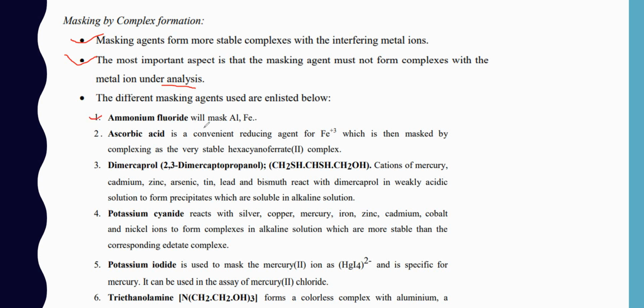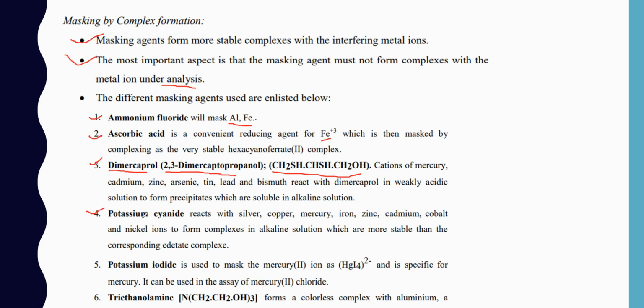The first one is ammonium fluoride, which will mask aluminium and iron. Next is ascorbic acid. It is a convenient reducing agent for iron, which is then masked by complexing as the very stable hexacyanoferrate 2 complex. Next is dimercaprol, or 2,3-dimercaptopropanol. You can see the chemical structure. Cations of mercury, cadmium, zinc, arsenic, tin, lead, and bismuth react with dimercaprol in weakly acidic solution to form precipitates which are soluble in alkaline solution.